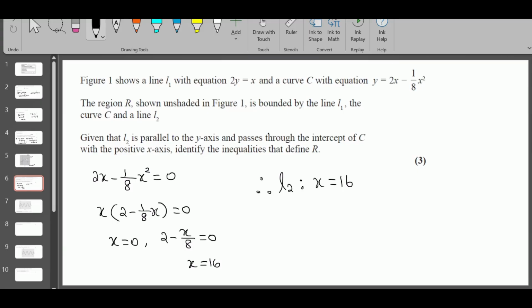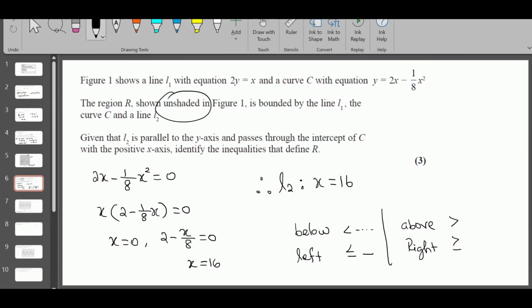Now we need to define the inequalities. Always remember, when the shaded part is below or on the left hand side of a vertical line, or below the line or below the curve, you need to use less than or equal to. This is for a solid line, this is for a dotted line. If it's shaded above or on the right hand side, and we are defining the shaded region using the inequalities, you need to use this. But in this case, the region is unshaded.